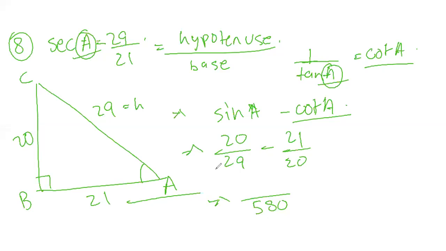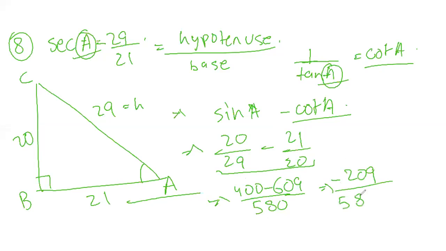If we solve our LCM of 29 and 20, we'll get our LCM as 580. So 20 into 20 is 400, minus 21 into 29, which is equal to 609. So 400 minus 609 is equal to minus 209 upon 580. So this will be the final answer.